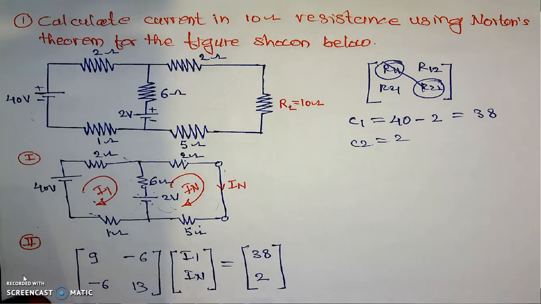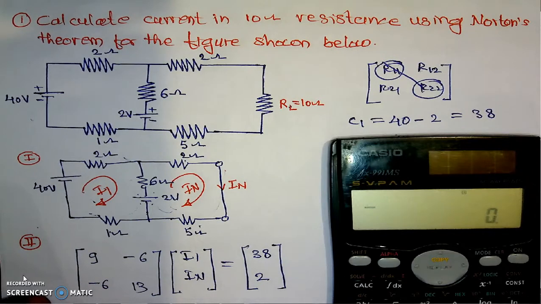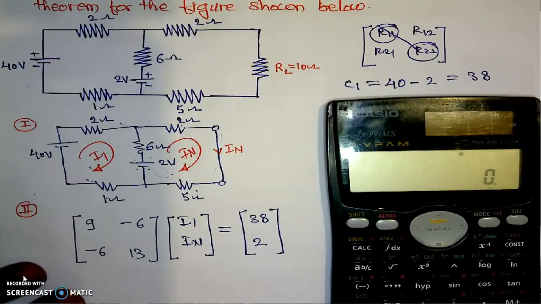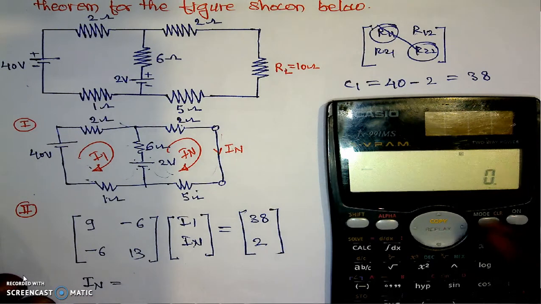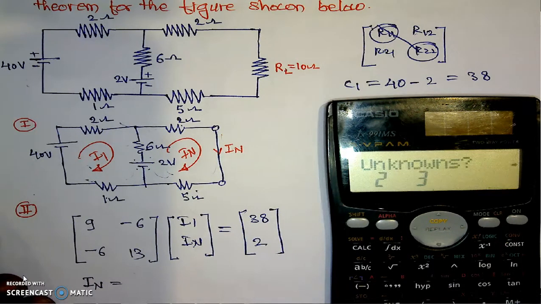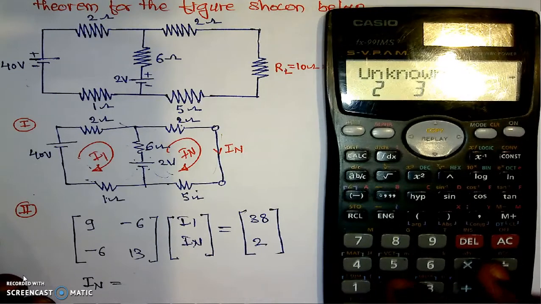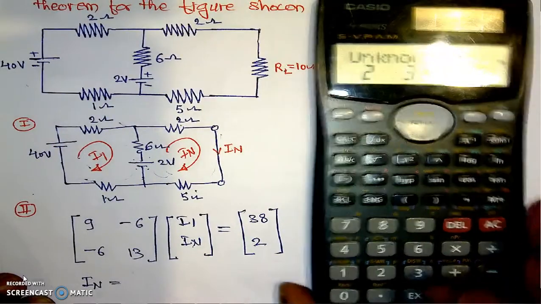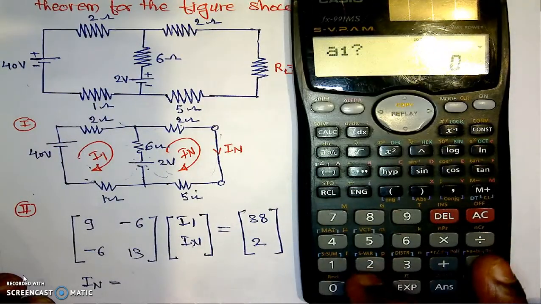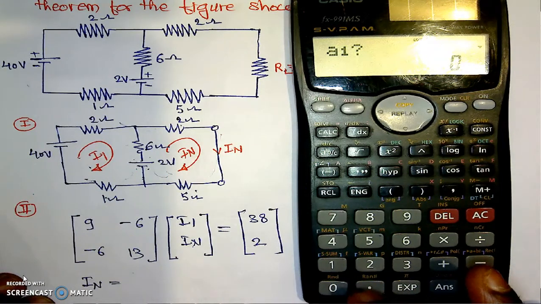And if we have this matrix, we can calculate the current by using the calculator directly. Here, we are interested in the calculation of the Norton's current, which is IN, that is the second current. If I use the mode of the calculator and go for 1, which is equation, then the number of unknowns is 2. Then we will enter the value of A1, which is 9.